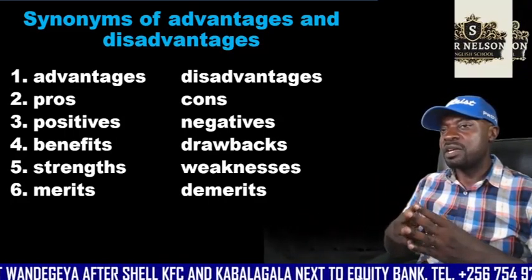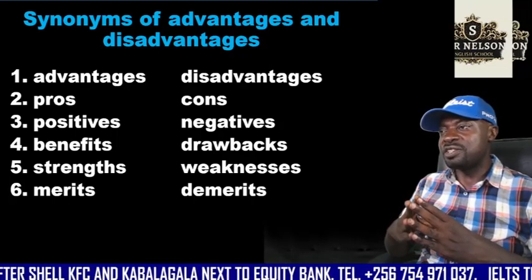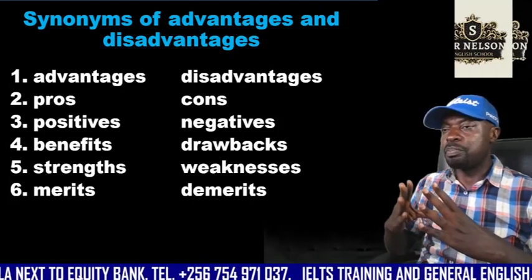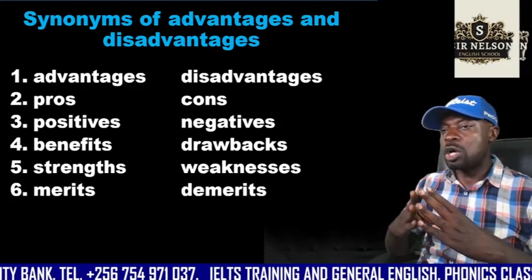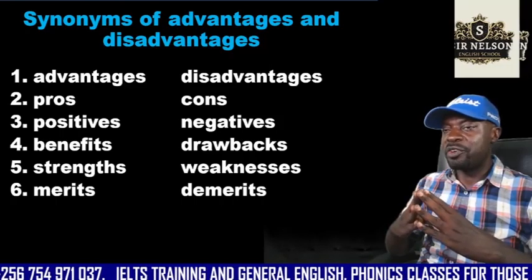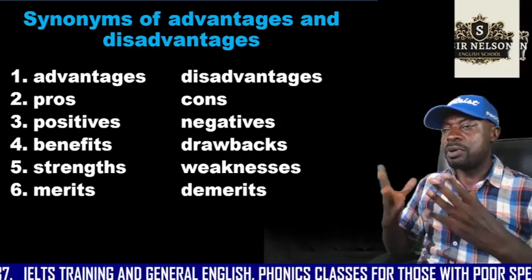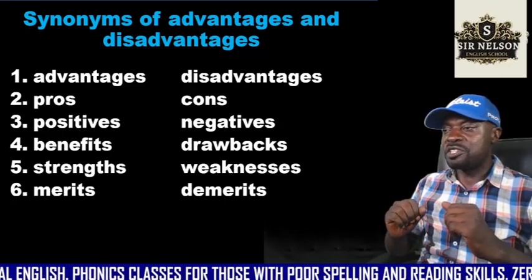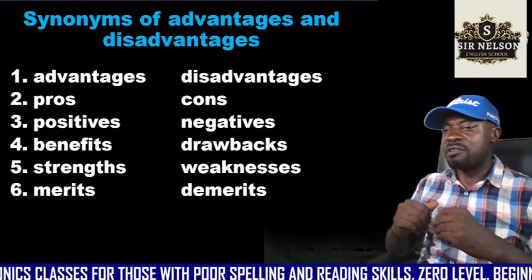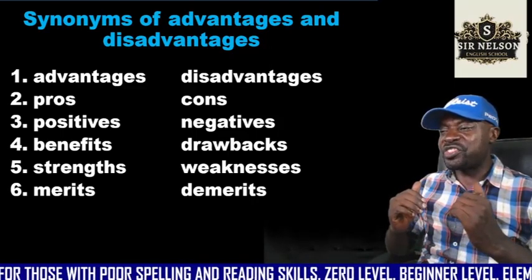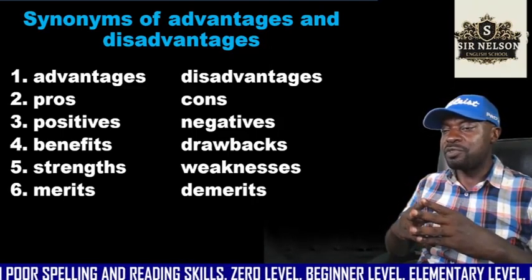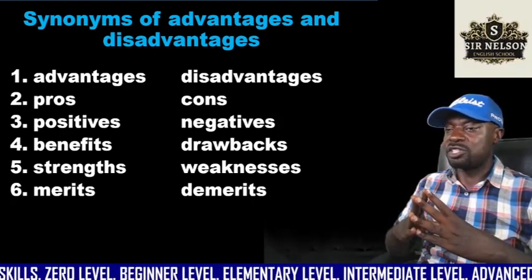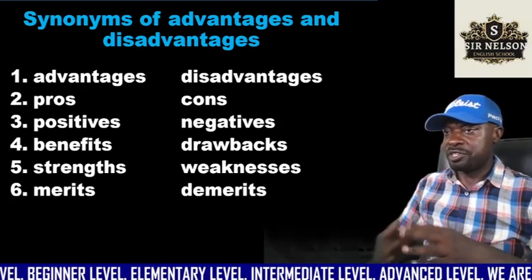Read after me. Number one, advantages, disadvantages. Number two, pros, cons. Number three, positives, negatives. Number four, benefits, drawbacks. Number five, strengths. That's a difficult word for some of you. Strengths, weaknesses. Number six, merits, demerits.